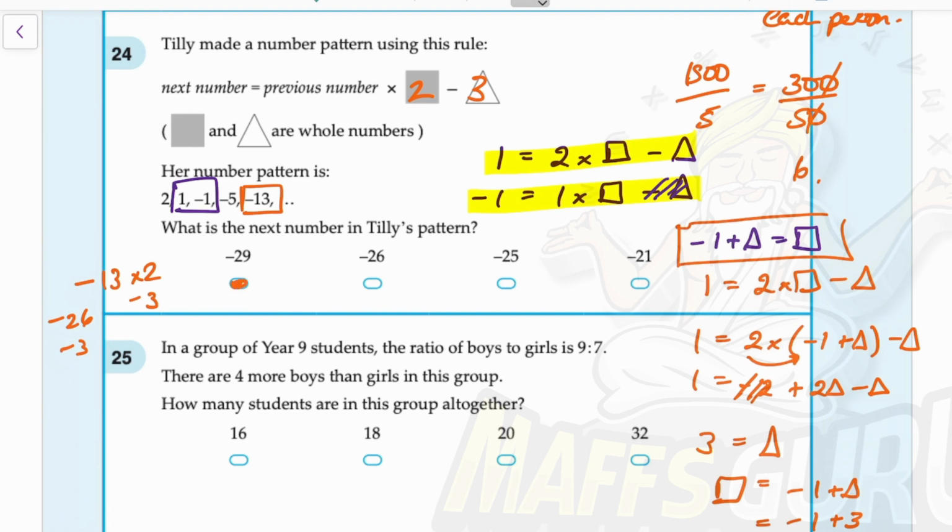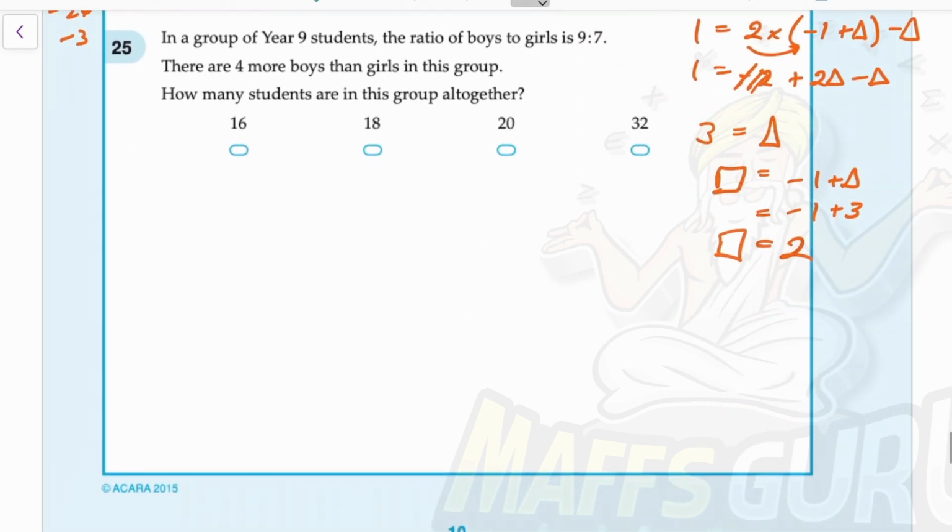That's my answer there. In a group of year 9 students, the ratio of boys to girls is 9 to 7. So 9 to 7 boys to girls. There are 4 more boys than girls in this group. How many students are in this group altogether?